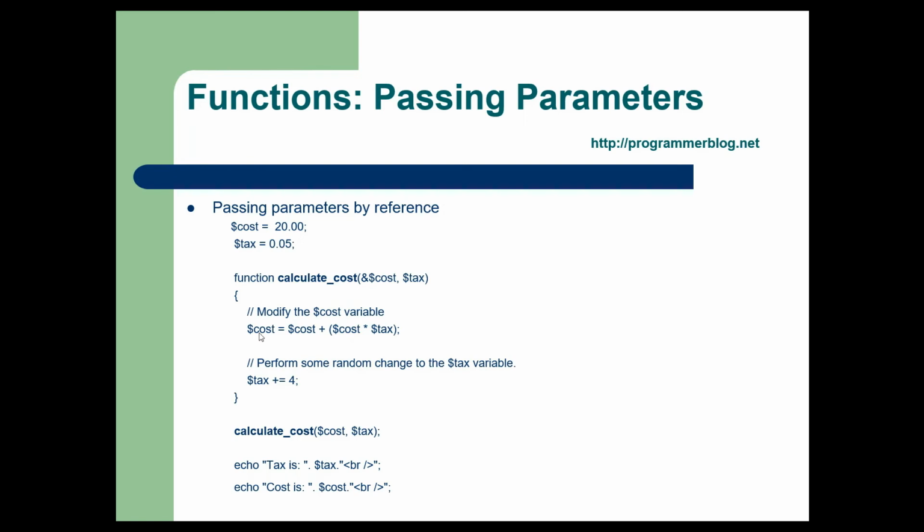Now pass by reference means that inside the function body, as in the previous example, we were assigning the calculation of the expression to a $total variable. Here we are assigning the cost plus tax to the $cost variable, so it will change the value of $cost. Once we print the value of $cost outside, it will print the new value. But the $tax is passed by value, and even if we change its value inside the function, it will not affect the original value. So let us run this code inside the browser.